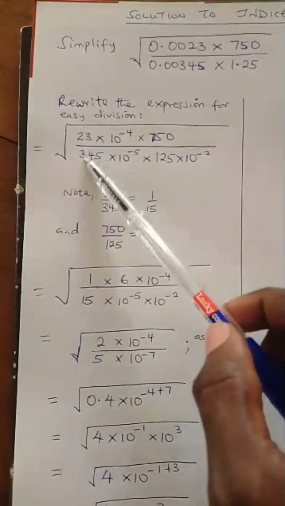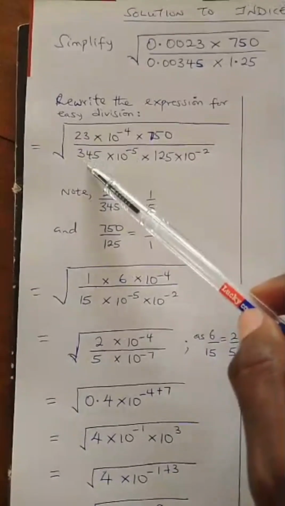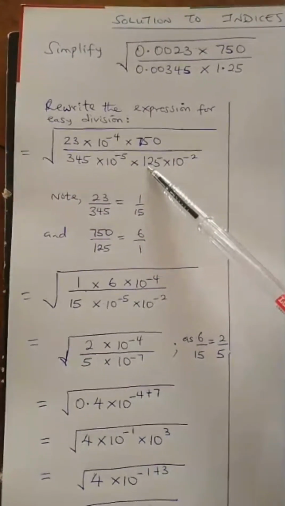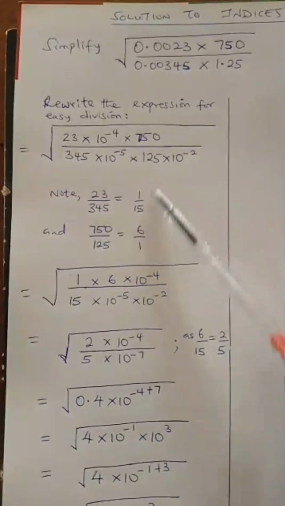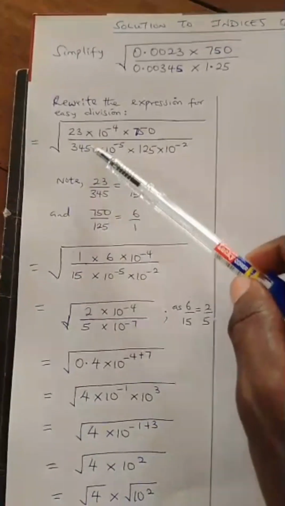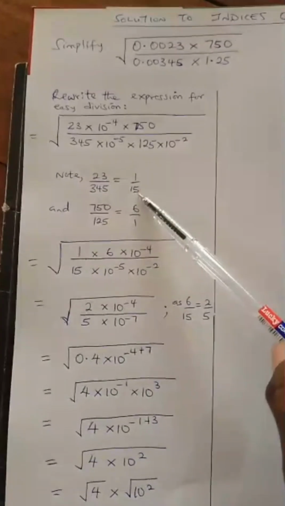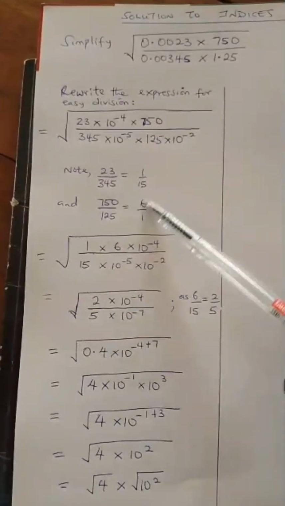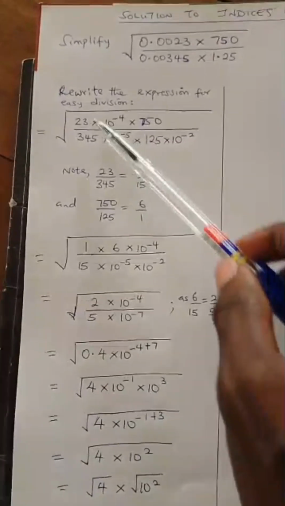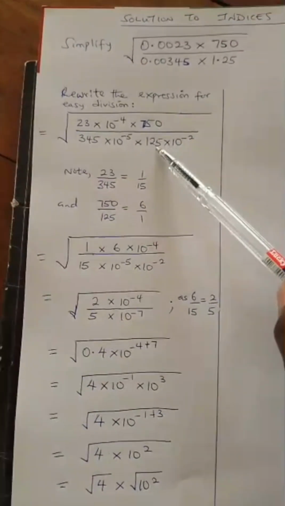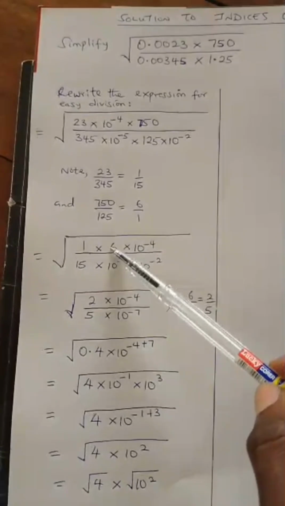So writing it like this, it's very likely that 23 divides into 345. Then 750 also divides into 125. Okay, so you see it cuts out like this. 23 over 345, if you use your calculator, cuts out to 1 over 15. 750 over 125 gives you 6 over 1.